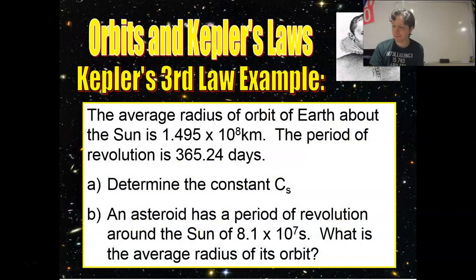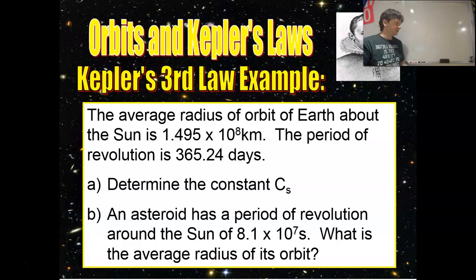So let's do an example. This is example number 2 on the back. I'll have you try one on your own. It's more qualitative. And question 2 says the average radius of orbit of Earth about the Sun is 1.492 times 10 to the 8 kilometers. We're going to have to change that into meters, so it will be times 10 to the 11 meters. And the period of revolution is 365.24 days. Determine the constant C.